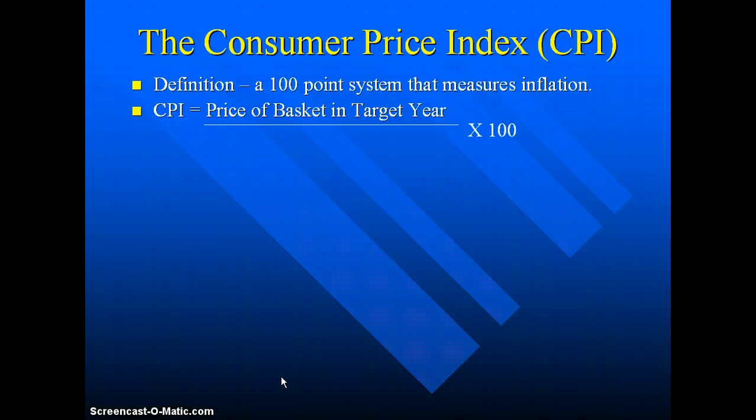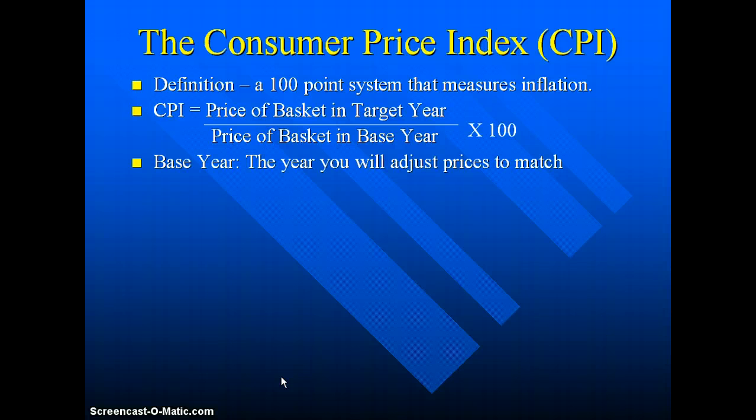The first thing you do is you do the price of a basket in what's called the target year. Now this gets a little bit confusing, but the target year really is the year that you're trying to convert to some other year. And the some other year would be what's always called the base year. Now it gets a little bit confusing, so maybe an example would help kind of clarify what I mean by these two things. All right.